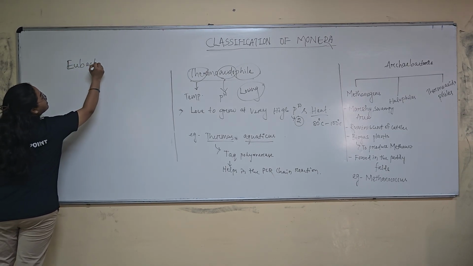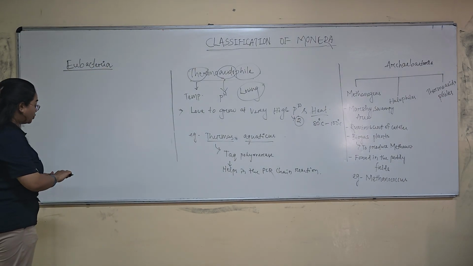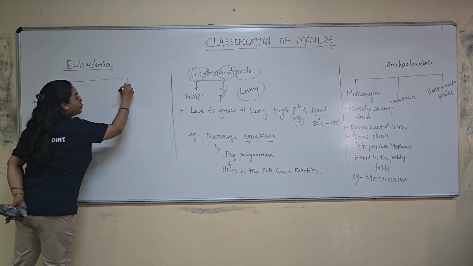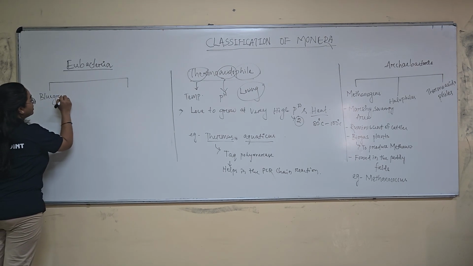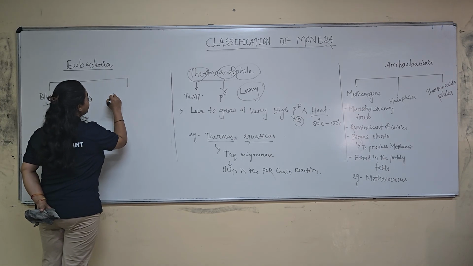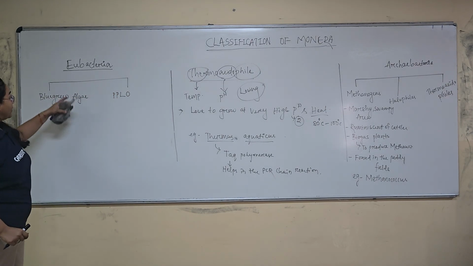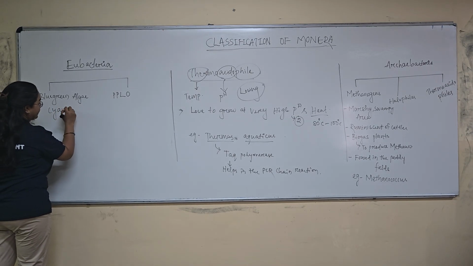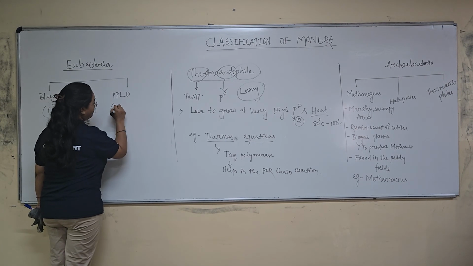The eubacteria. As the name suggests, these are the true bacteria, right? As I told you also, eubacteria is divided into two: the blue green algae and PPLO. The blue green algae are also called the cyanobacteria, and PPLO are also called the mycoplasma.